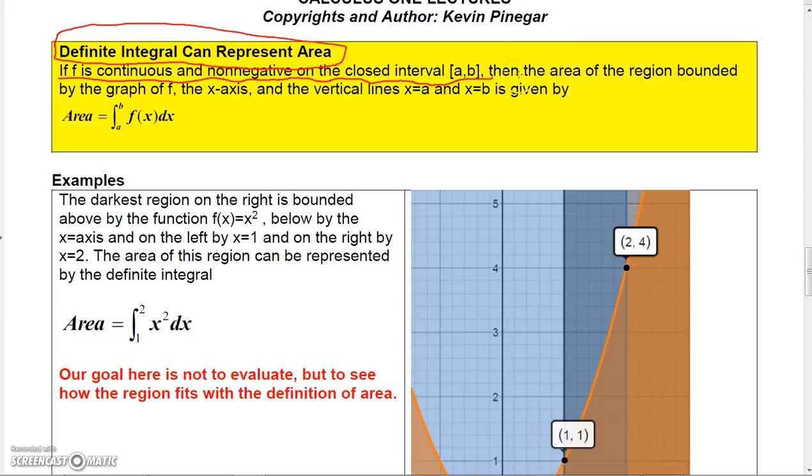If it is, then the area of the region bounded by the graph of f, the x-axis, the vertical lines x equal a and x equal b, can be determined by this formula.